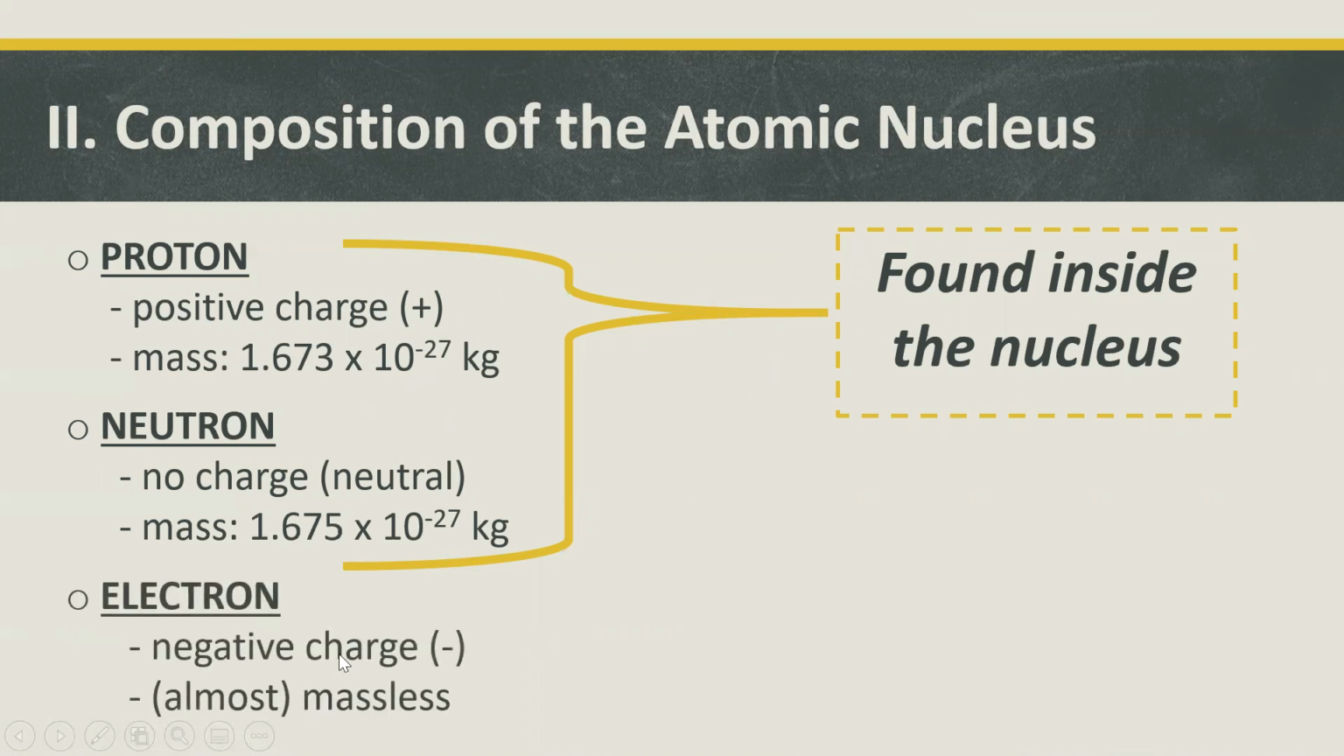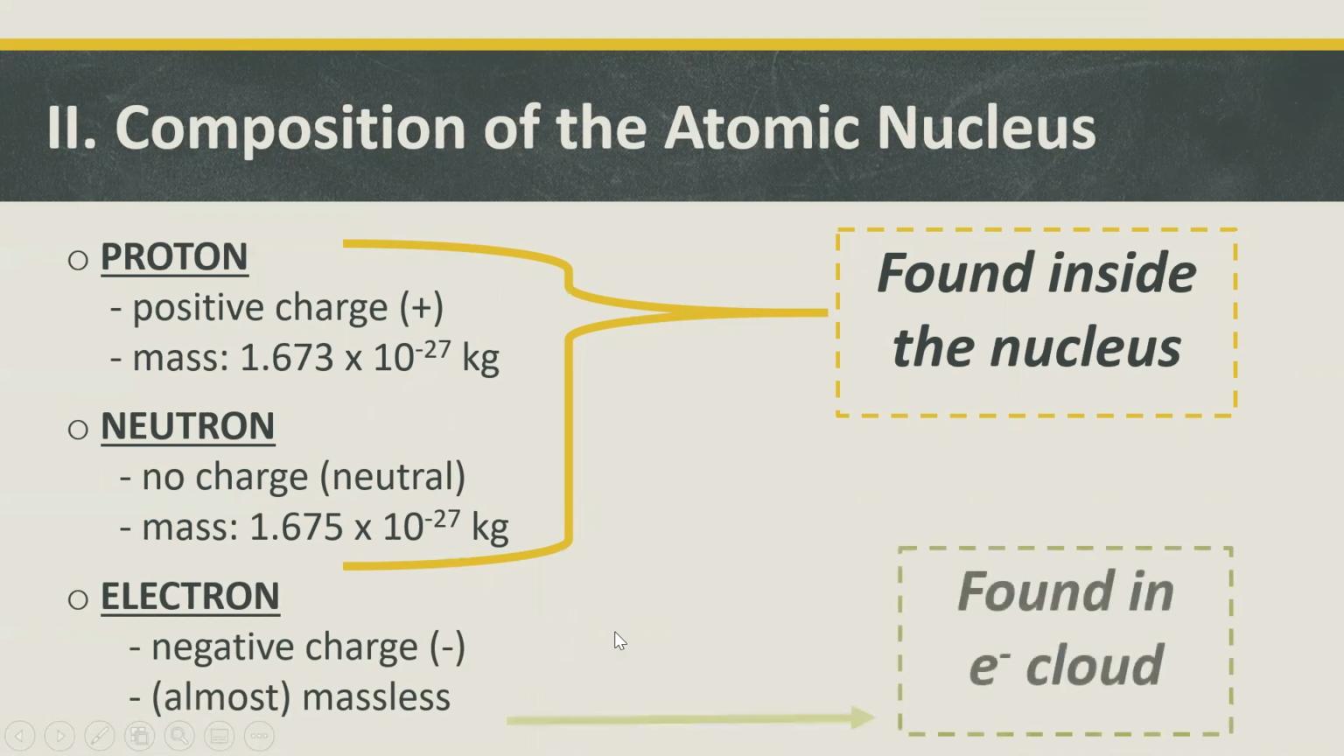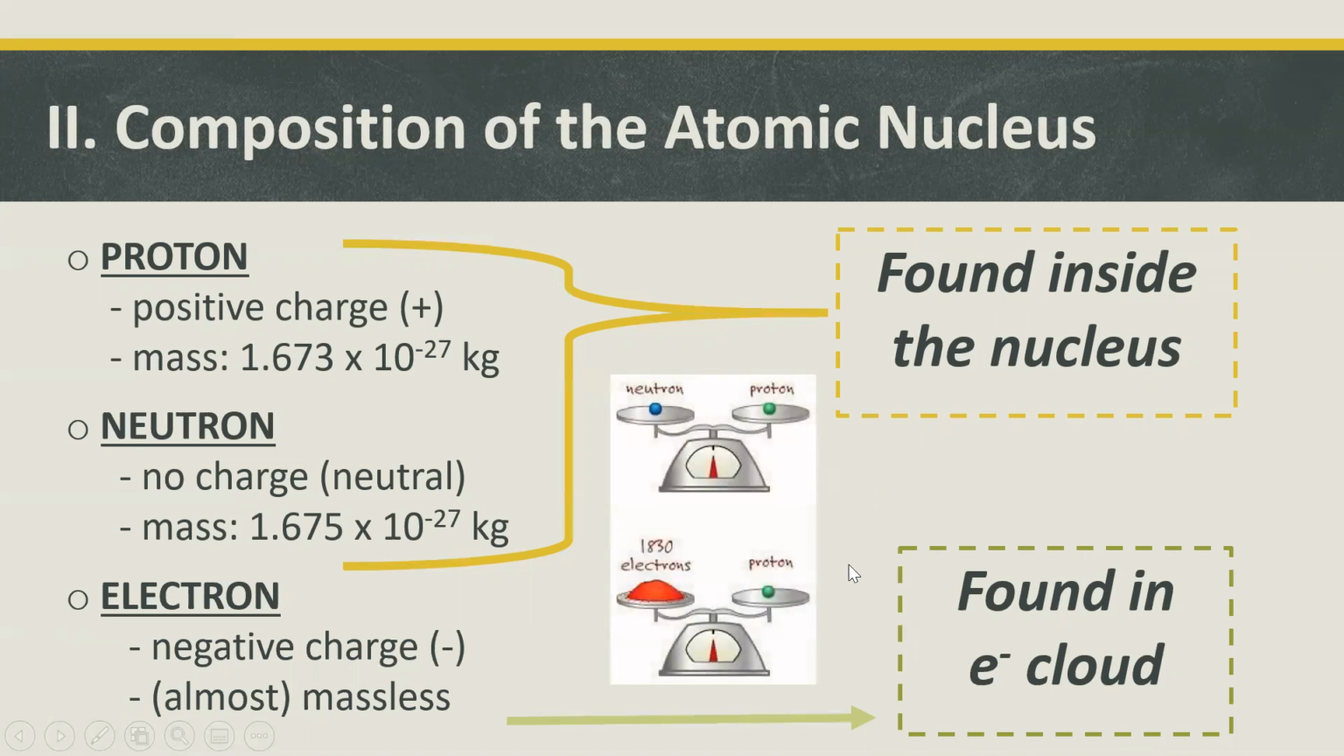Electrons are negatively charged, and we like to say they're almost massless. We know from chapter 1 they can't be massless because then they wouldn't exist. But they're very, very, very small compared to the neutron and proton. And these are found in the electron cloud. So if they have a negative charge and the atom's nucleus has positive charge, positive and negative cancel out, the atom is neutral. As far as looking at the weights, like I said, neutron and proton are pretty even, but this is just a visual of how many electrons you would need to equal 1 proton. So the electron is very small compared to the proton and neutron.